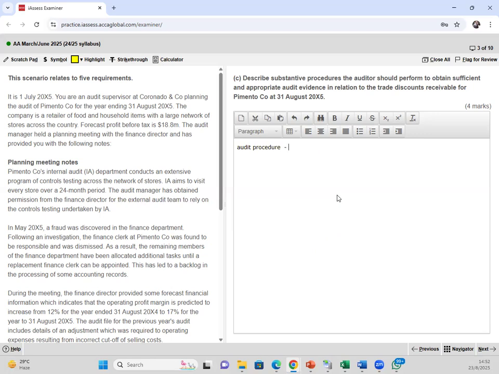Besides the audit procedure, we also need to know where the procedure is to be carried out. Where do we carry out the procedure? And also, if we can explain why. What do you want to verify by this procedure?